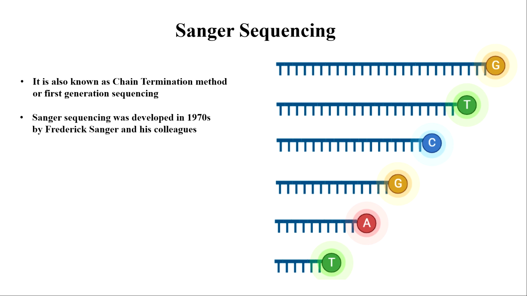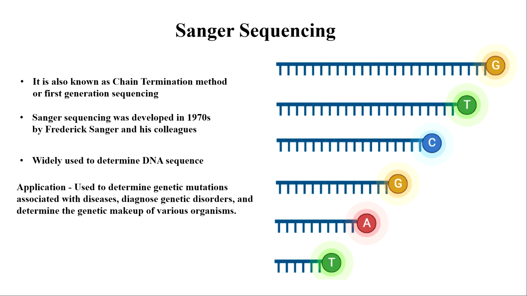Sanger sequencing was first developed in 1970 by Frederick Sanger and his colleagues, and is widely used to determine the genetic sequence. The main application of Sanger sequencing is to determine genetic mutations which are associated with disease. It is also used in the diagnosis of genetic disorders and to determine the genetic makeup of various organisms.